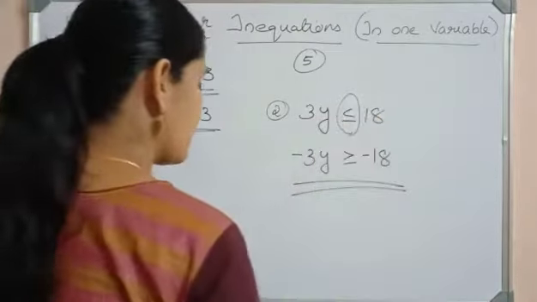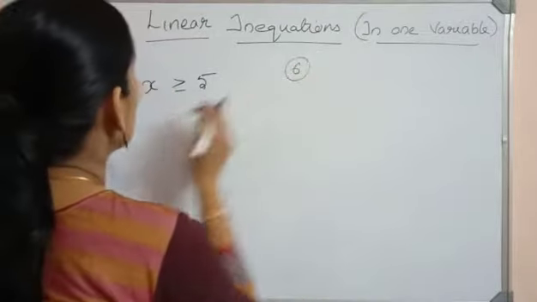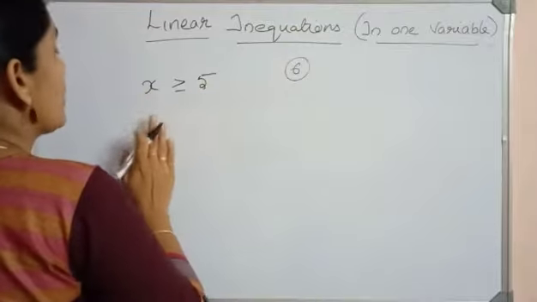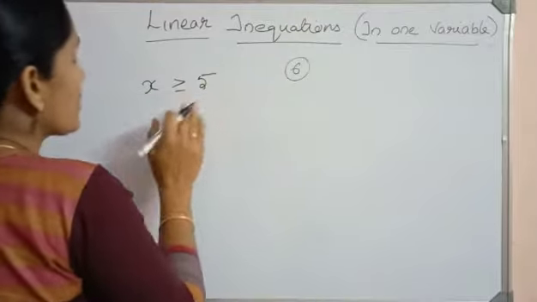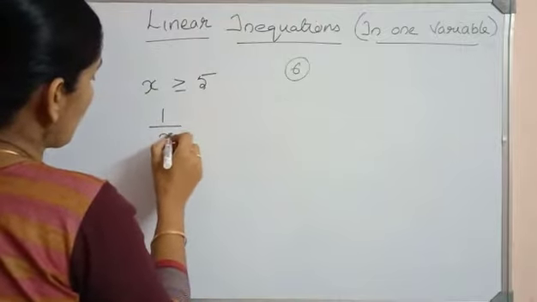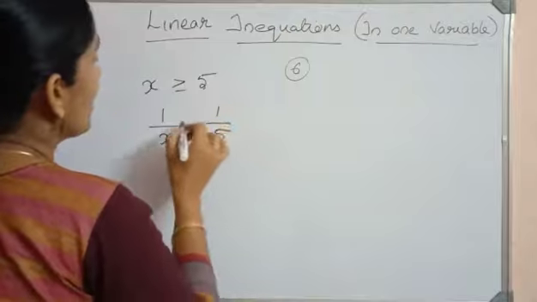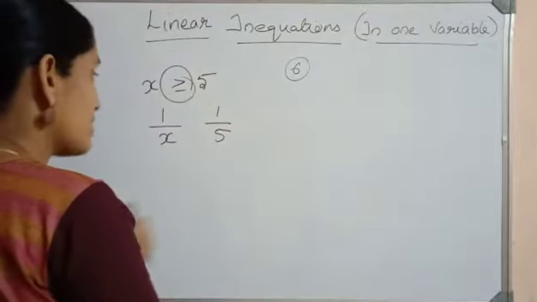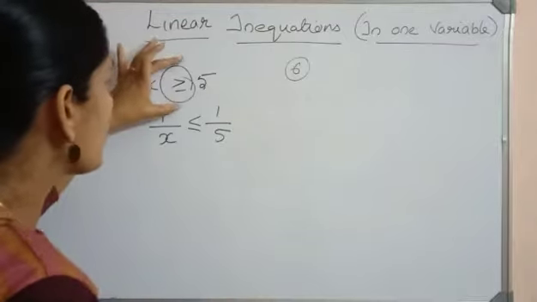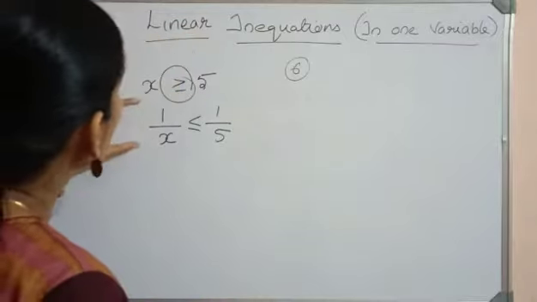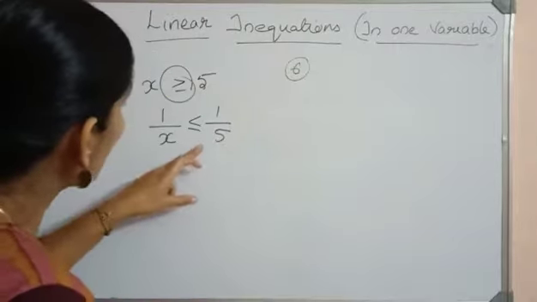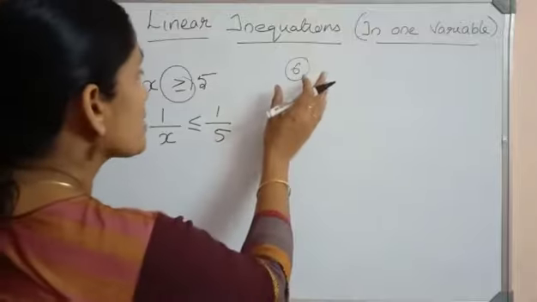The sixth rule says that if both the sides of an inequation are positive or both are negative, then by taking their reciprocal, the sign of inequality reverses. That means when you take the reciprocal, this becomes 1 by x and 1 by 5. The sign of inequality reverses, that means it becomes less than or equal to. So if x is greater than or equal to 5, when you are taking the reciprocal of this expression, you get 1 by x is less than or equal to 1 by 5. That is the sixth rule.